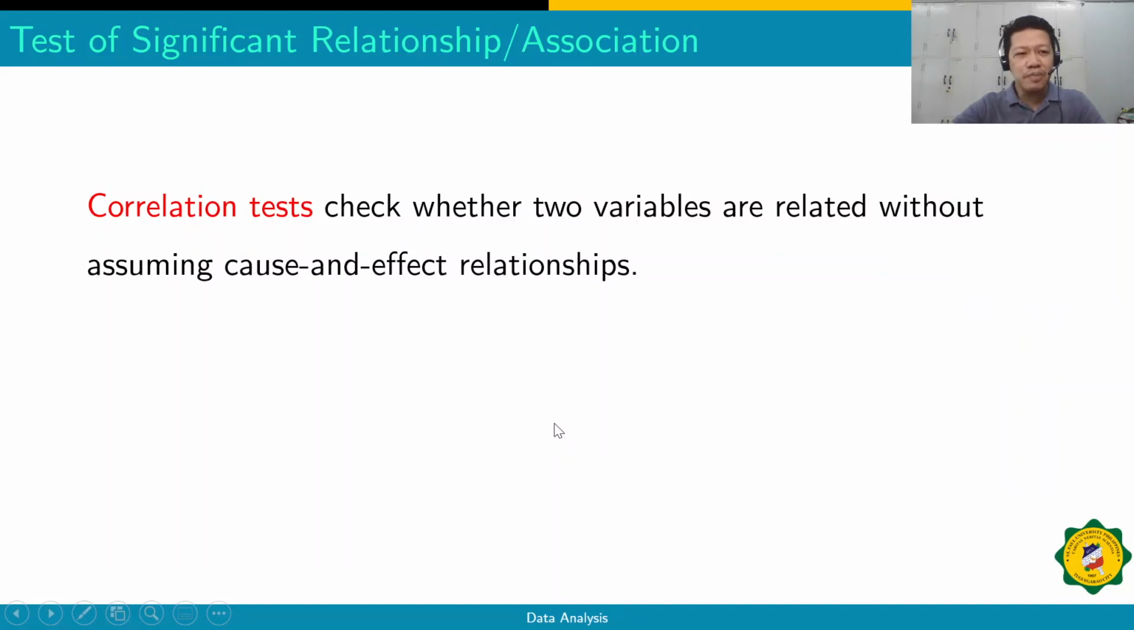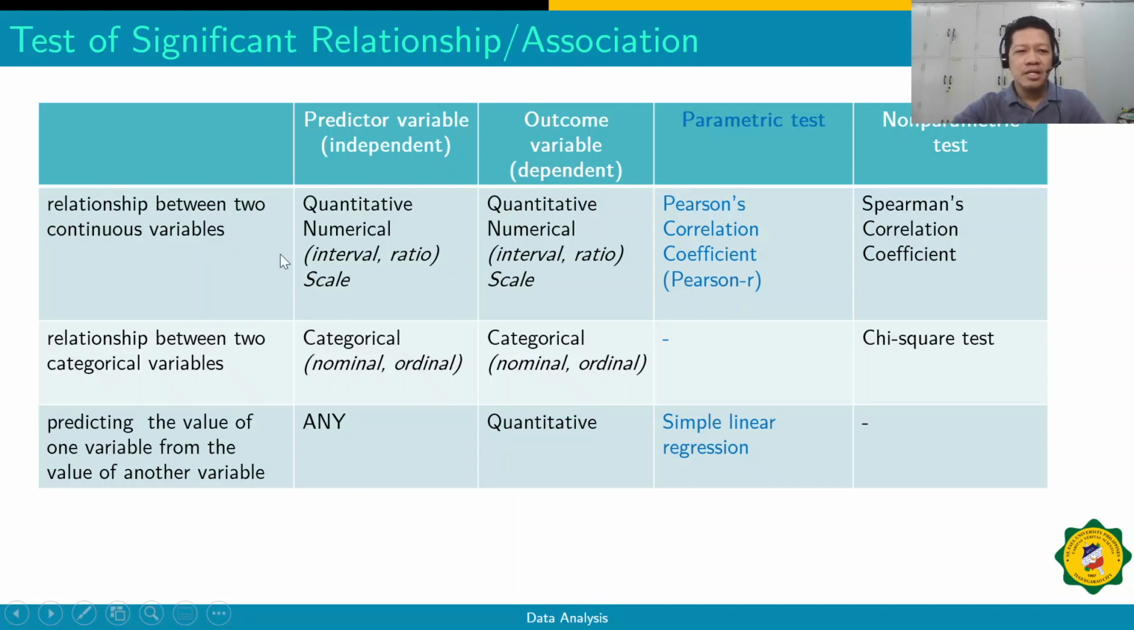The next group of tests is what we call the correlation test, or test of significant relationship or association, to determine whether there is a relationship between two variables. And this does not mean that the relationship is actually cause and effect. It's not. So this is the table for the test of significant relationship.